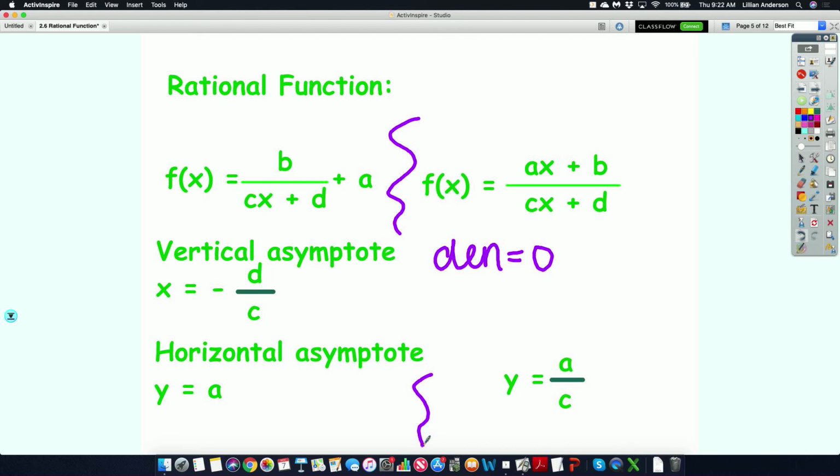Do you guys remember this from Algebra 2 and pre-calculus? Anytime the exponents, the degrees of the numerator and denominator, are the same, it's always the ratio of the leading coefficients. Hence why it is y equals a over c.